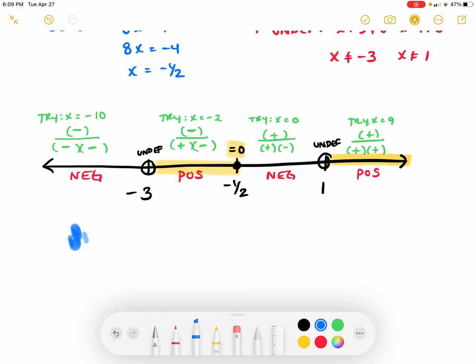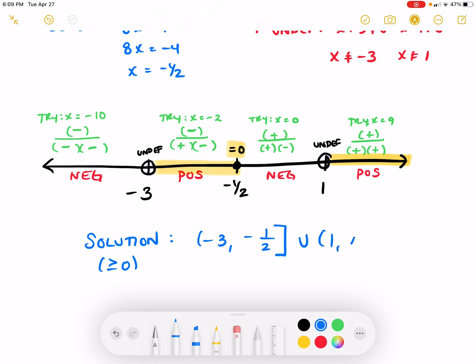So the solution is going to be, all right, where is it greater than or equal to 0? It's going to be from -3 to -1/2 with a bracket, and then from 1 to infinity. So your undefineds will always be parentheses. Your equals 0 is going to depend on if there's an equal to 0. So if the inequality would have said greater than 0, then I would have swapped that bracket for a parenthesis. But if this says equal to 0, then that parenthesis becomes a bracket because we include it.